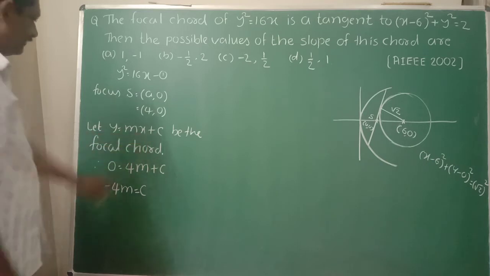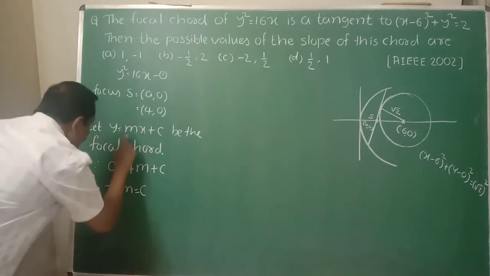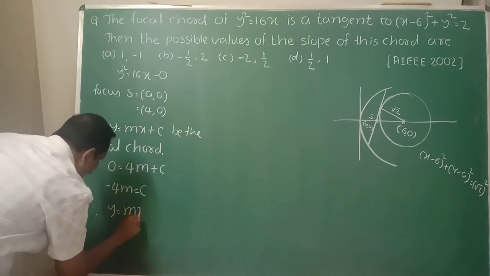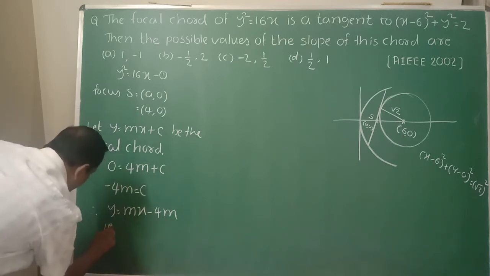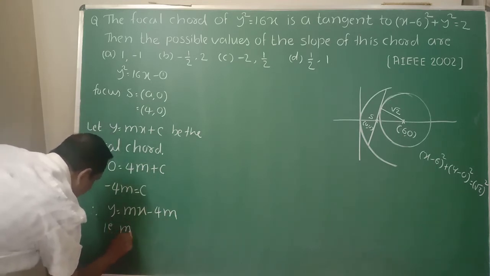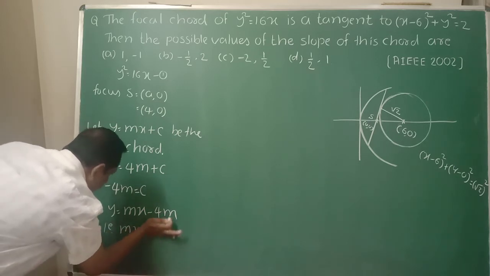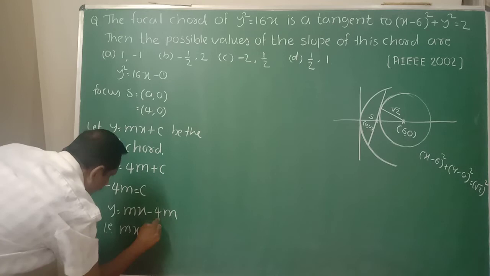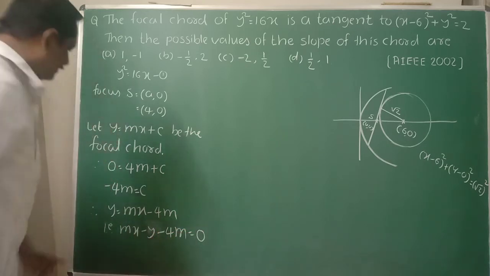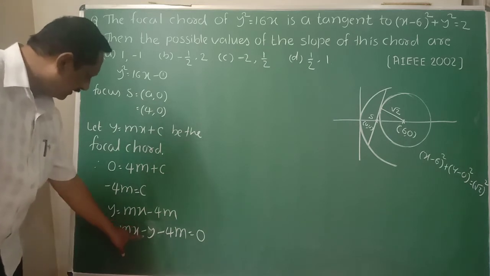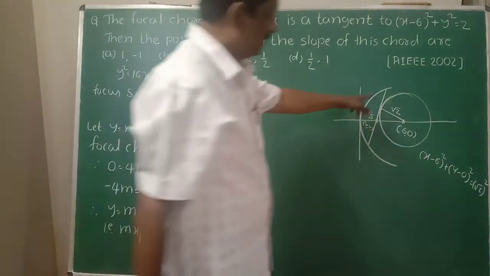So therefore y = mx − 4m. Taking y to this side, mx − y − 4m = 0. So this is the focal chord.